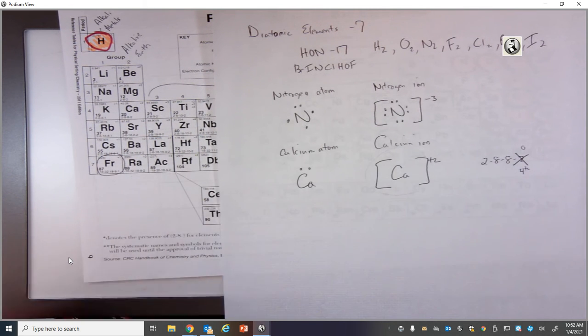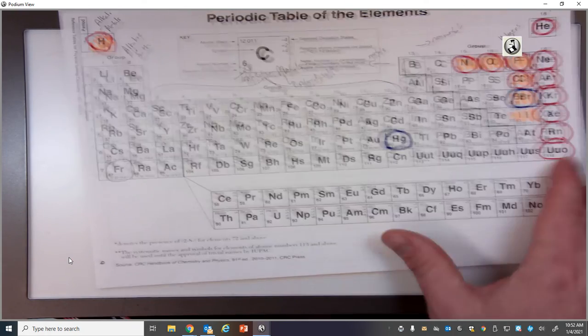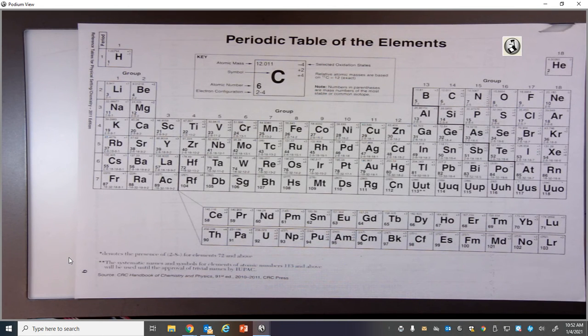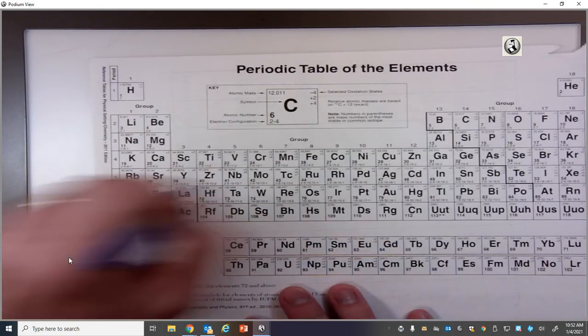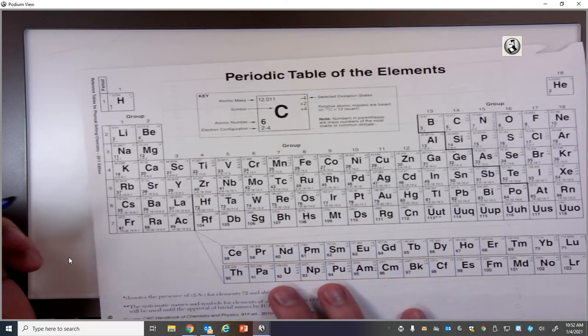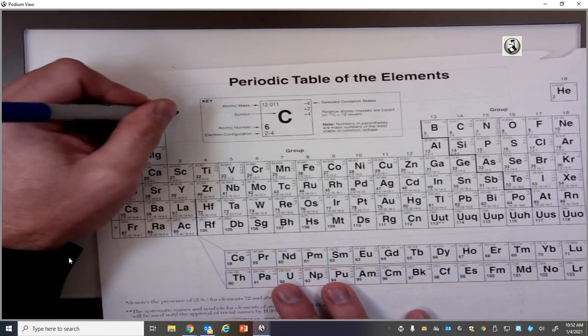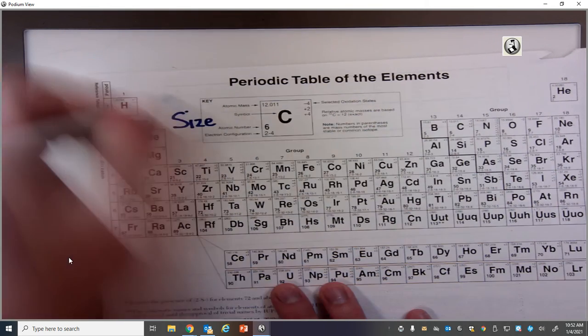Okay? All right, so now we're going to talk about trends. I'm going to grab a clean periodic table. We're going to have trends as a group and trends as a period. Remember, groups go top to bottom, periods go side to side. The one trend we're going to talk about, I'm just going to overwrite on this. I apologize. This is the issue that I have with recording before I can do it electronically.